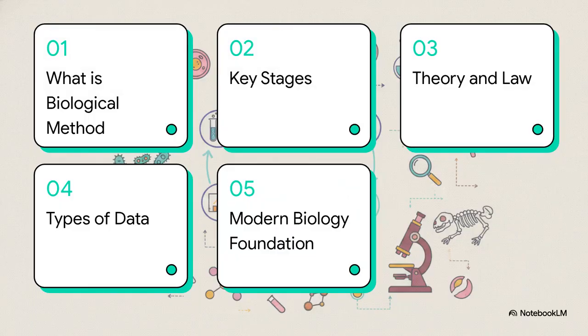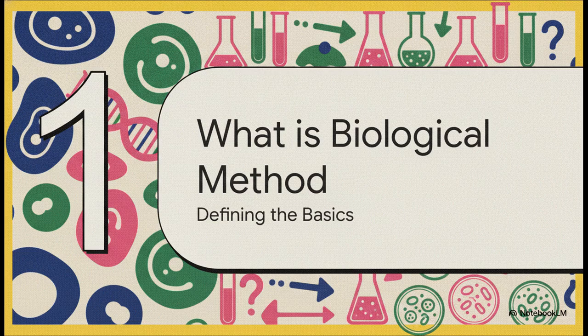Okay, so here is our roadmap for today. We're going to cover 1. What is the biological method? 2. The key stages of the method. 3. Theory and scientific law. 4. The two main types of data. And 5. The splendid foundation of modern biology. Let's kick things off with Section 1. What exactly is the biological method?